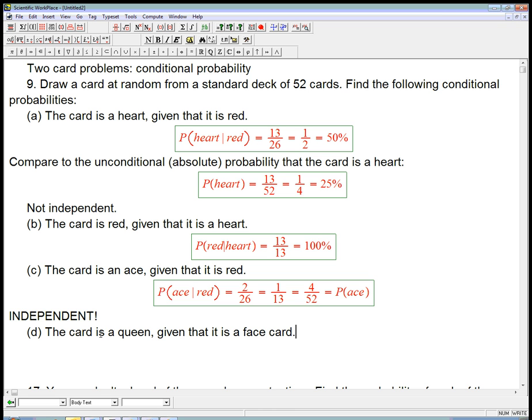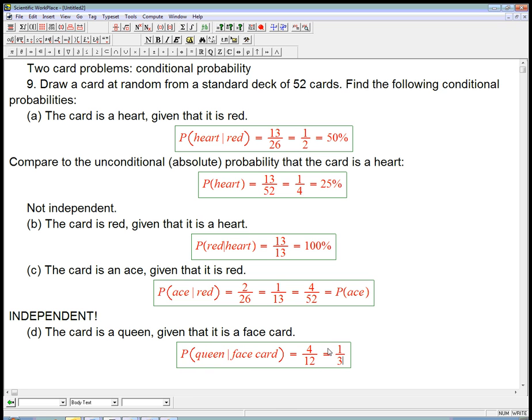Now what about D? Given that it's a face card, what's the probability that the card is a queen? Okay, so queen, given that it's a face card. Well, let's see. How many face cards are there? There's Jack, Queen, King, and there's 4 suits. There's going to be 12 of those guys, and there's 4 queens, queen of all suits, and that's going to be 1/3. What about that? Compare that to the probability that you just get a queen, for example. Well, that's definitely not just the probability you get a queen, because that would be just 1 out of 13, because there's only 4 queens out of the whole 52 cards.